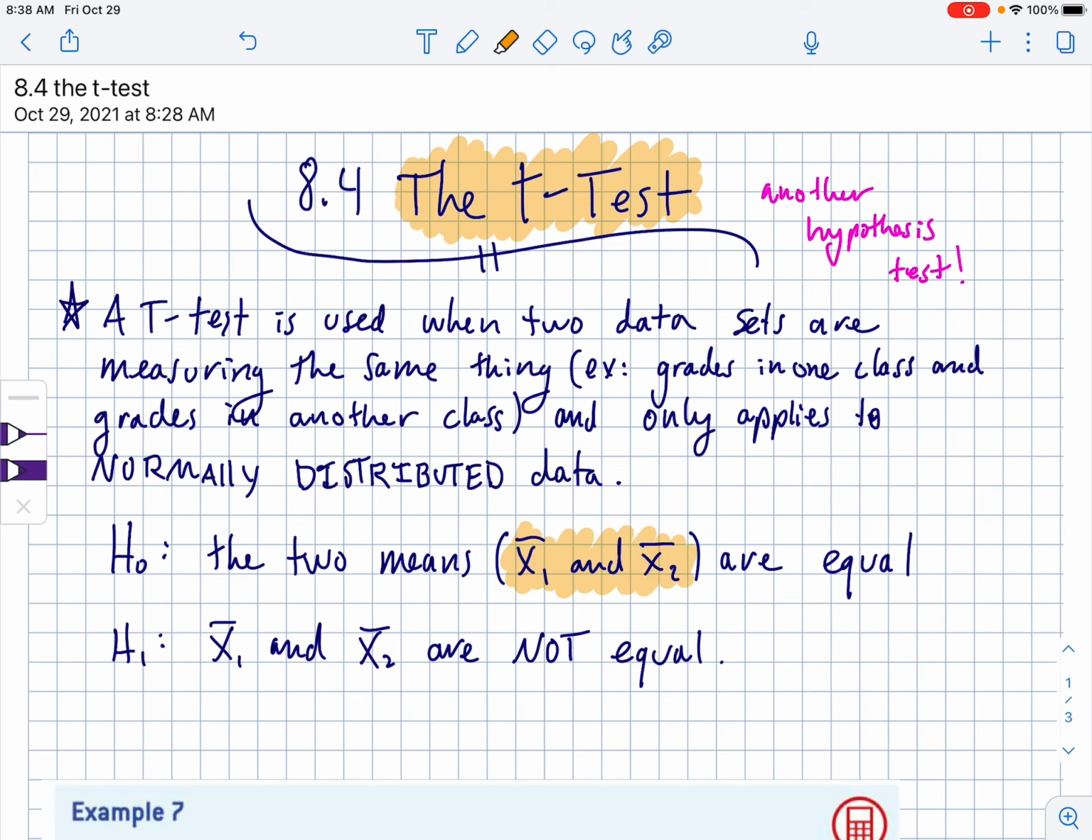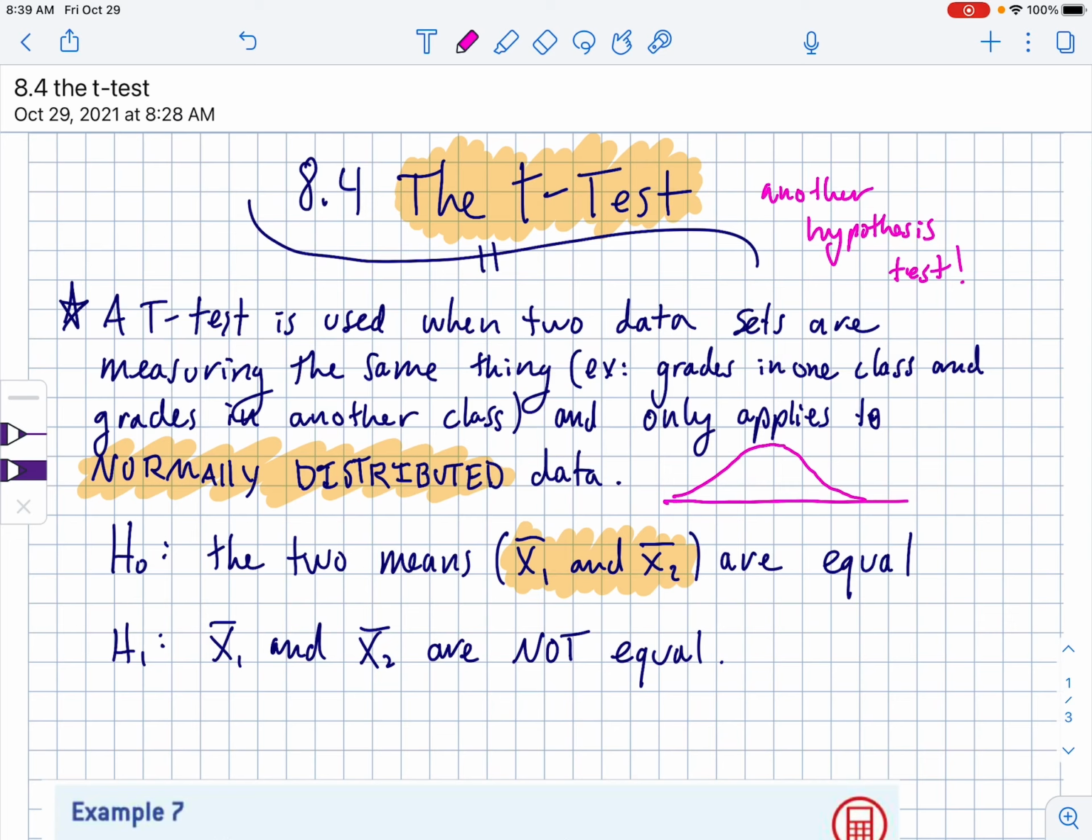I realize that most means of data sets are actually different. Like one might be 25.2 and the other is 28.3. But the t-test helps you figure out if they're statistically different. How different do they have to be before you say, well, they're actually different? So this is only used with normally distributed data. Remember, a normal distribution is like that bell curve. It looks like this.